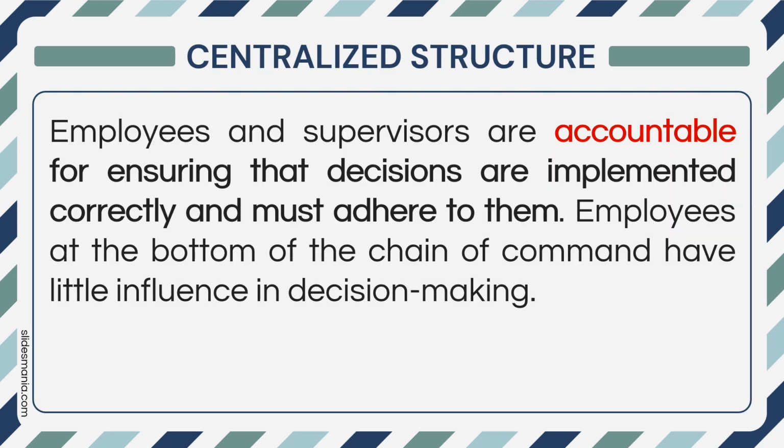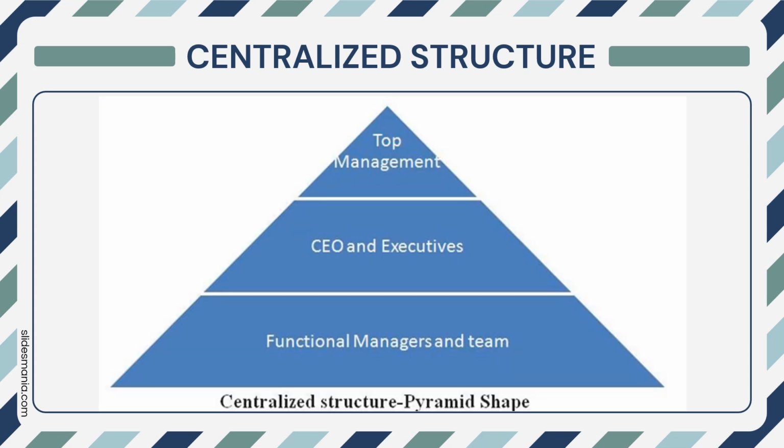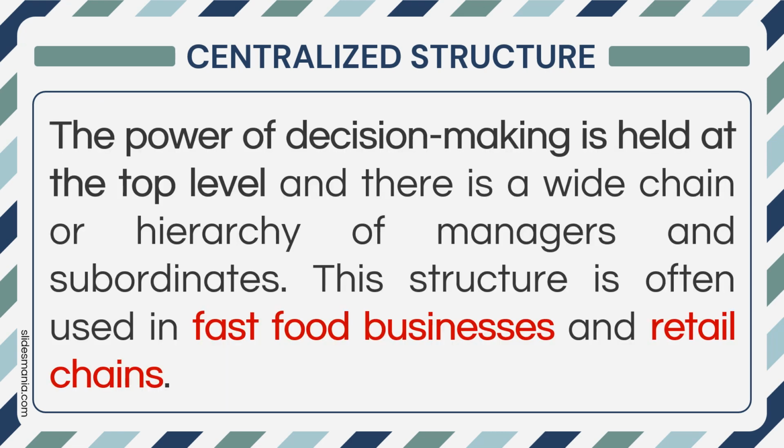In centralized structure, employees and supervisors are accountable for ensuring that decisions are implemented correctly and must adhere to them. Employees at the bottom of the chain of command have little influence in decision making. The centralized structure has a top-down approach for decision flow. The power of decision making is held at the top level and there is a wide chain or hierarchy of managers and subordinates. This structure is often used in fast food businesses and retail chains.